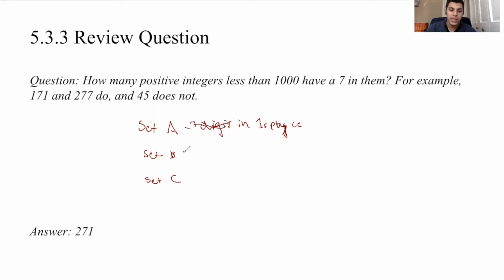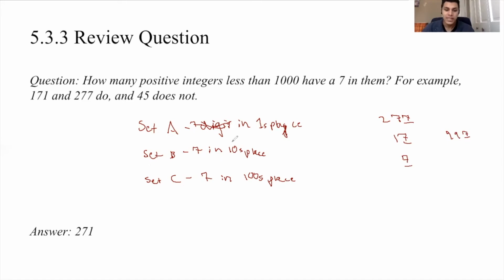We can call set B all the numbers that have a 7 in the tens place, and I think you know where I'm going. Set C is all the numbers that have a 7 in the 100s place. Okay, so for example, set A would be numbers like 277, because it has a 7 in the ones place. It could be 17. It could be just the number 7 on its own, and it could be 997. Those are just some examples.